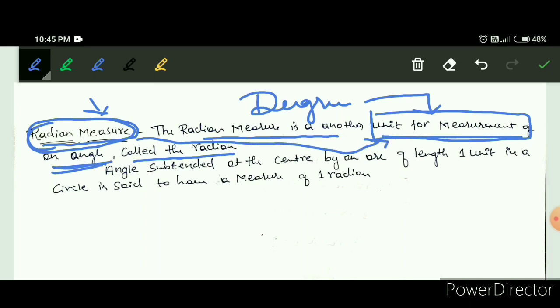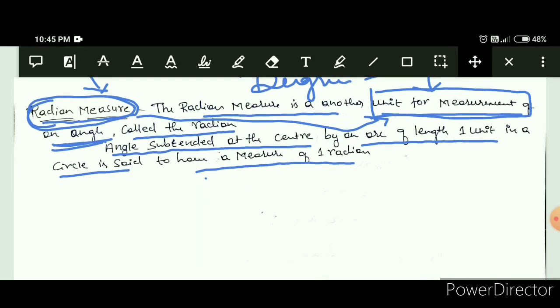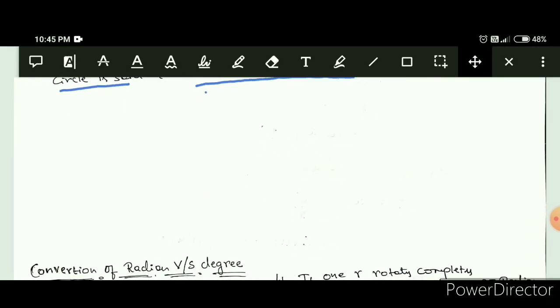So what does the radian measure say here? The angle subtended at the center by an arc of length 1 unit in a circle is said to have a measure of 1 radian. Before going into this, I will explain with a diagram what a radian is.